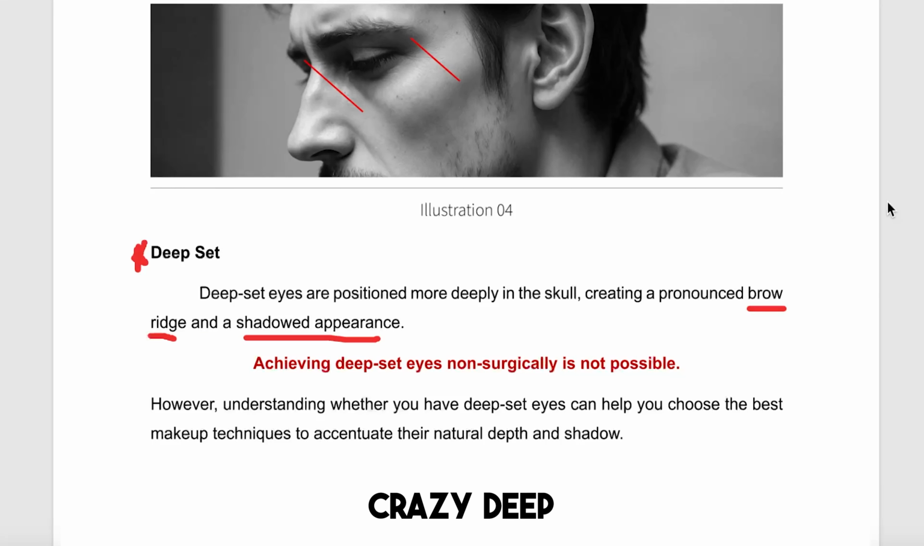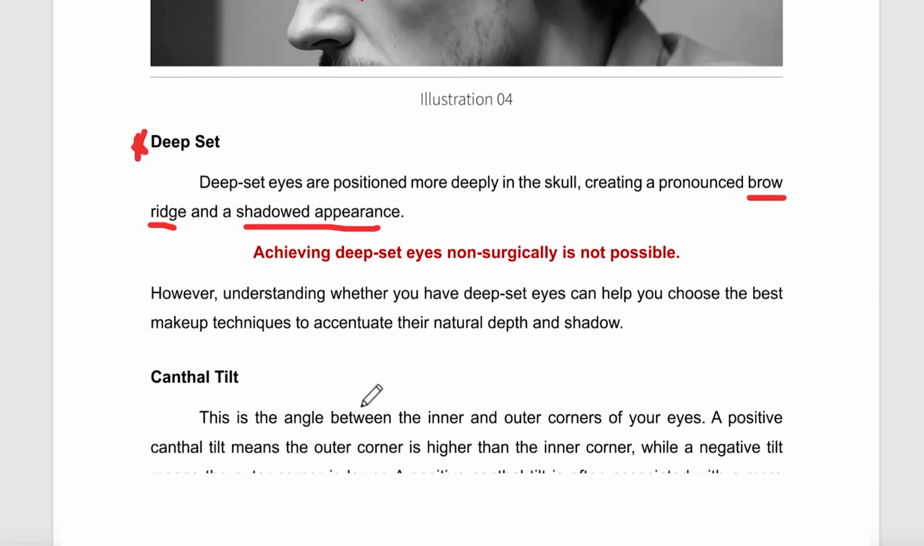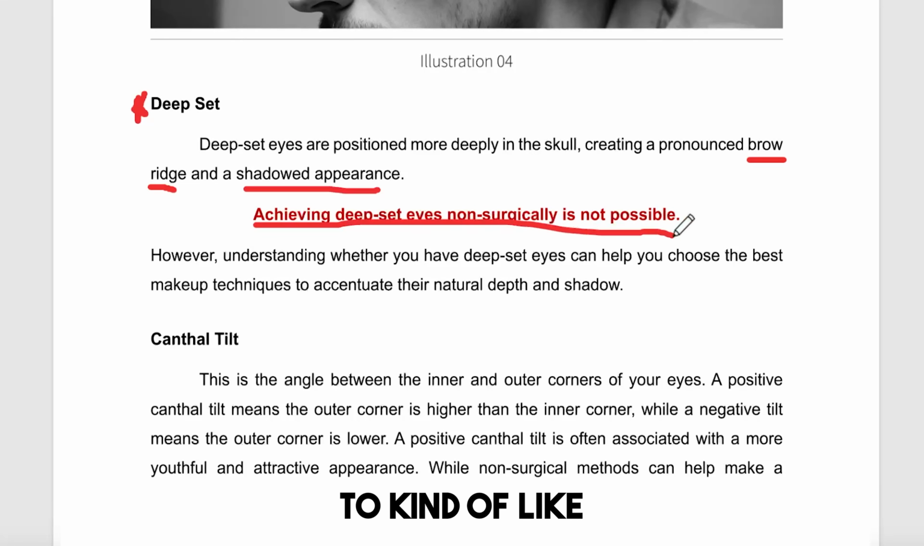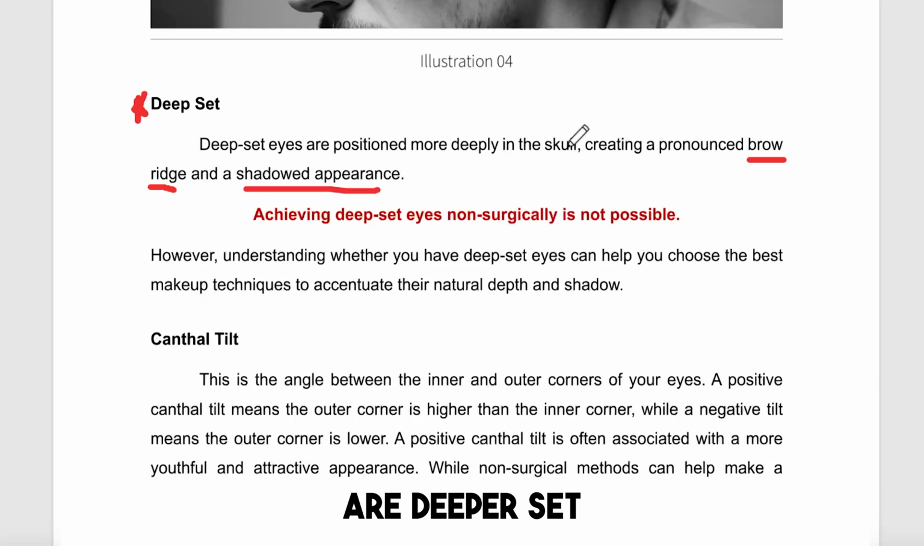You don't have to have crazy deep set eyes, but achieving deep set eyes non-surgically is not possible. You can play around with angles to make it look like your eyes are deeper set, maybe use a bit of makeup on your eyelashes, but you have to understand that whether you have deep set eyes or not, choosing the best makeup techniques to accentuate their natural depths and shadow is something you want to be doing either way.